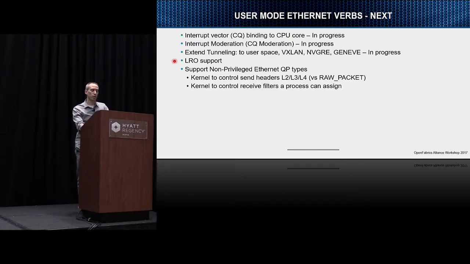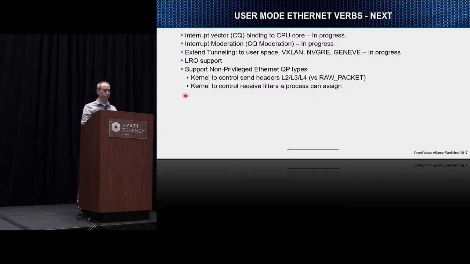The other thing is supporting a non-privileged Ethernet QP. Today, only a user with CAP_NET_RAW permission can create a raw Ethernet QP. So we have several thoughts on how we can eliminate that by allowing the kernel to control the layer 2, 3, and 4 headers of the packet that's being sent and basically limit the user from playing with packet headers as he wishes. And also, on receive, allow controlling which receive filters the user can push into the hardware and allow him to grab only specific flows that are permitted for him.